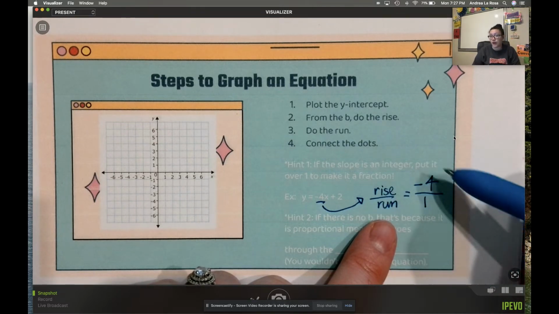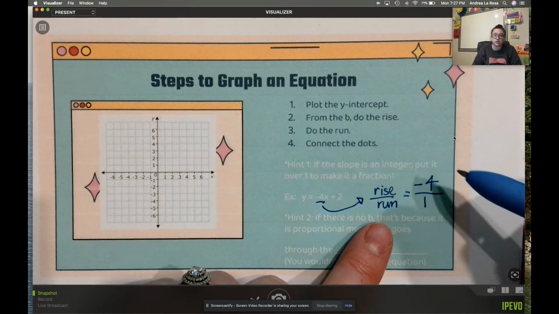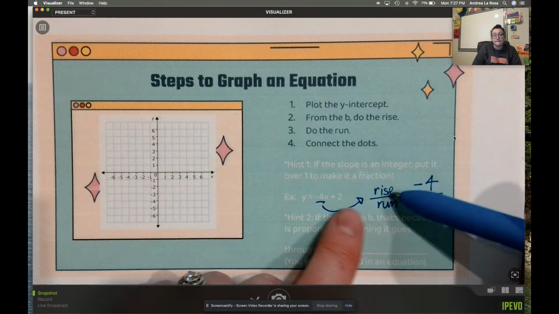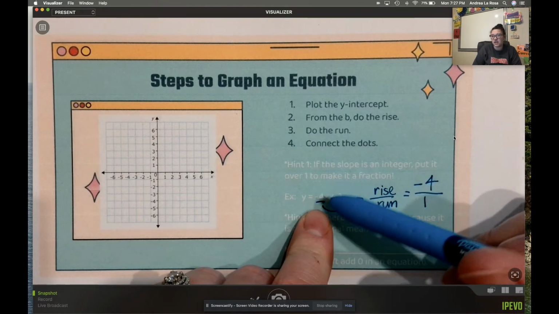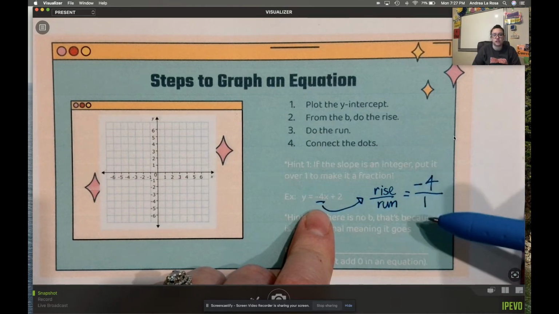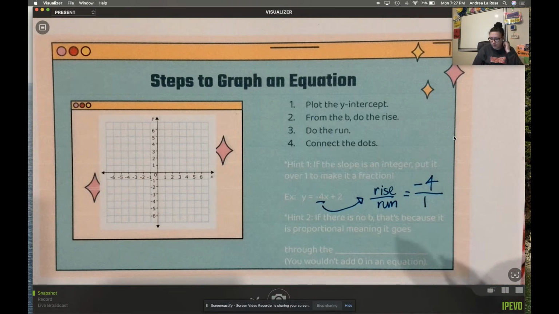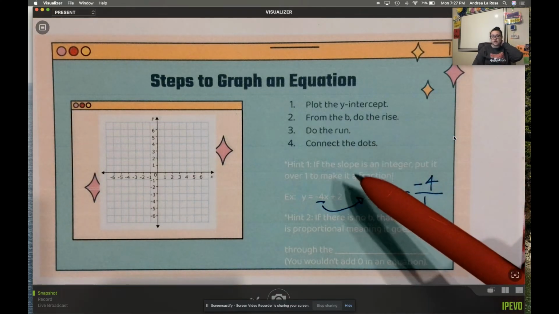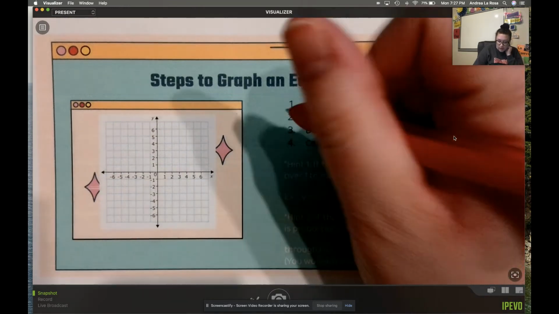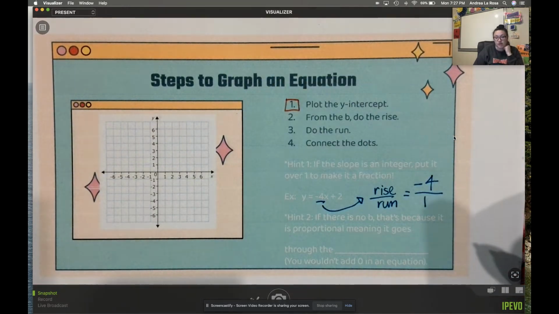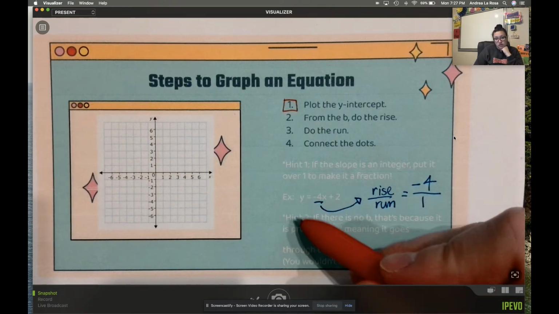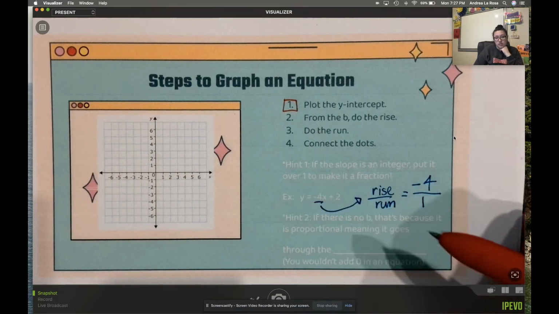If it's already in fraction form, like 1/2 or 2/3, you're good. But if they give you an integer, something on my number line, then you need to turn it into a fraction. Okay, so that takes care of our slope. That's that little hint that I gave you there. Now let's go through these steps to solve. The first one is to plot the y-intercept. In this equation, what is my y-intercept?